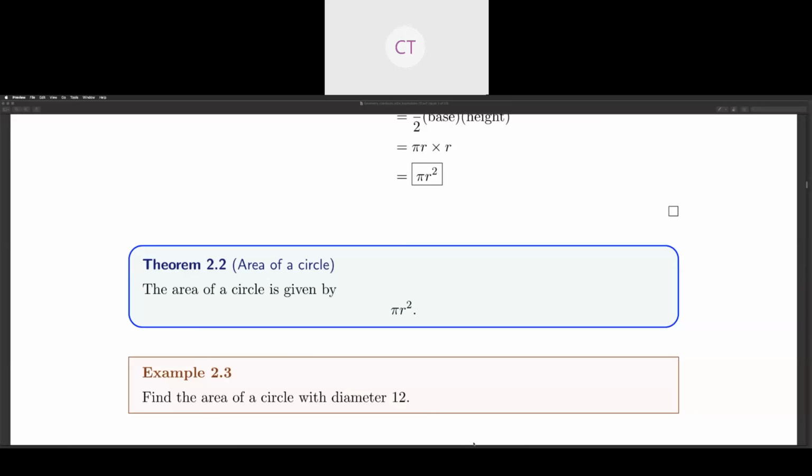So I'm going to go ahead and go over this because this is really just an application of a formula. So we're given that the diameter is 12. Well, the diameter is just twice the radius, so the radius is equal to 6. And just look up here, the area must be pi times 6 squared. That's 36 pi. So, rather simplistic example.